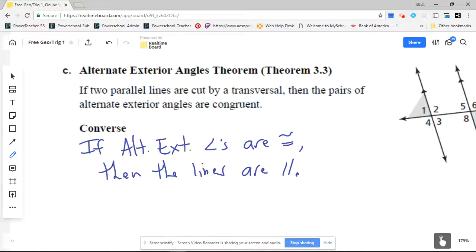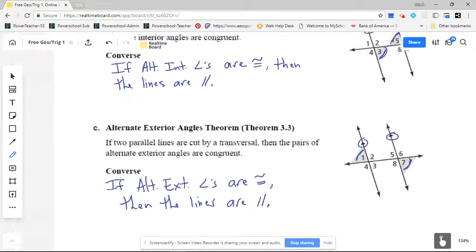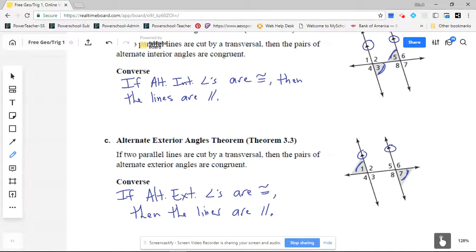So those are our 3 parallel congruent ones. So if this one is congruent to that 7, then yes, those lines must have been parallel for that to happen. Same thing with 4 and 6. So you can switch those 3 around and they stay as true statements. And they would actually be proving that the lines then are parallel. Because you're giving me the angles congruent, now you're proving that the lines are parallel.